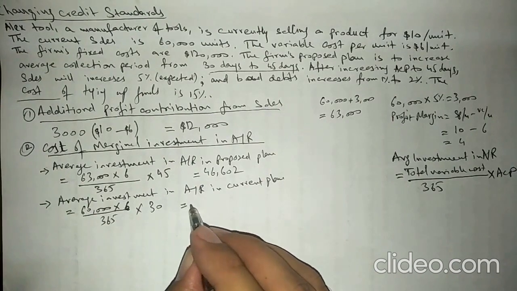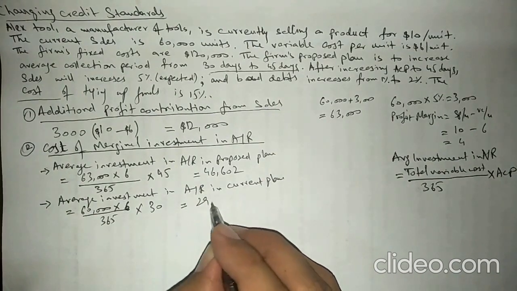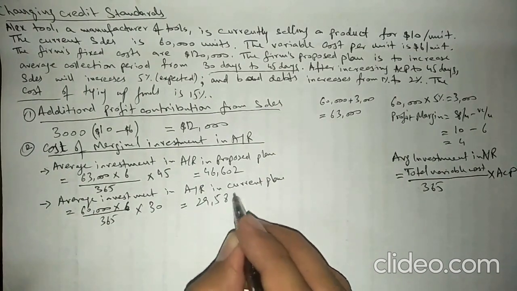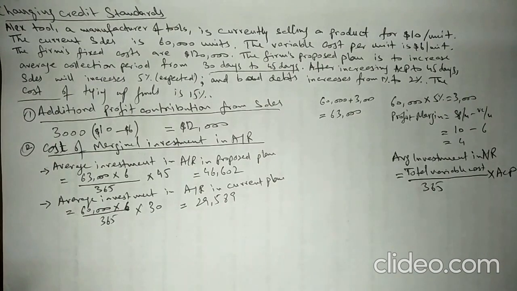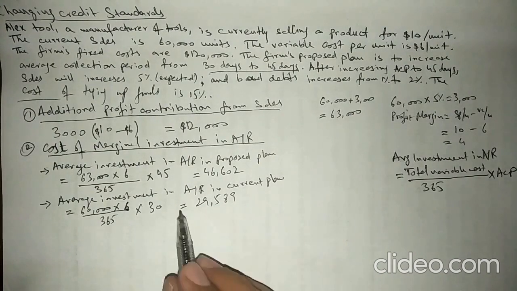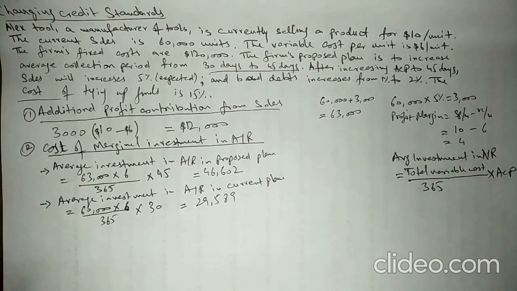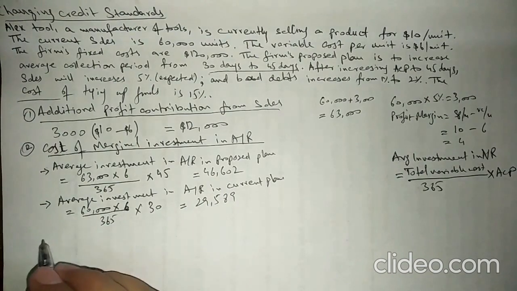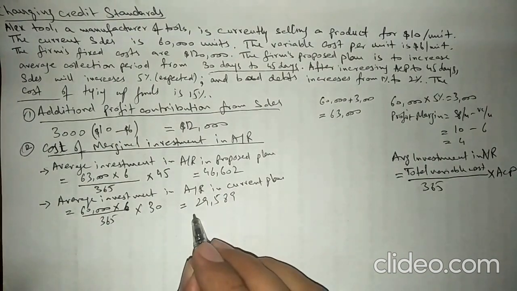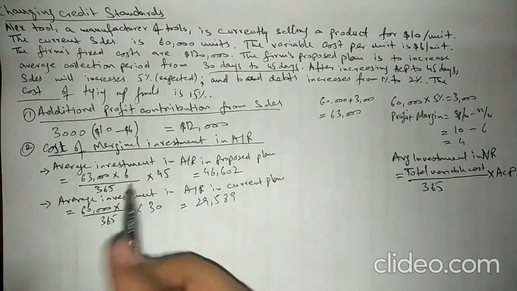So whole answer is 29,589. That means that currently we need 29,589 to finance account receivables, and in proposed plan we need 46,602 to finance account receivables, and here we need to calculate marginal investment in account receivables.